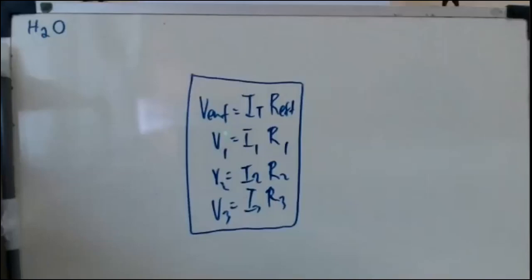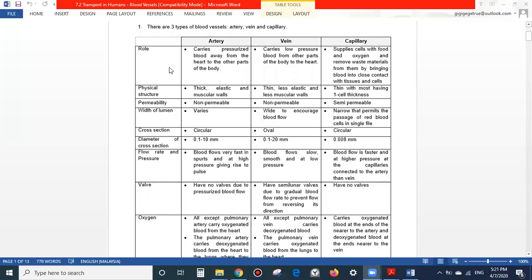Lauren and Tao, let's take a look at blood vessels. Okay, so basically there are three main blood vessels that you need to learn: artery, vein, and capillaries.